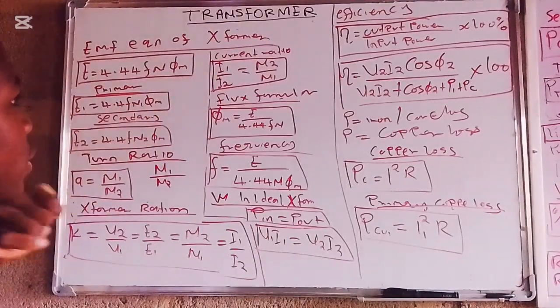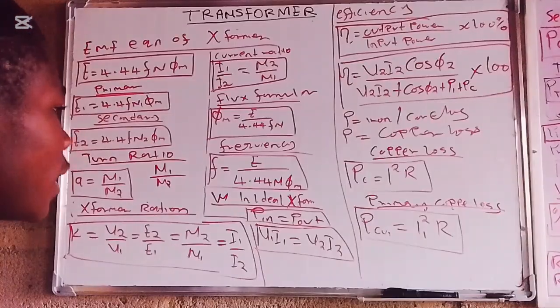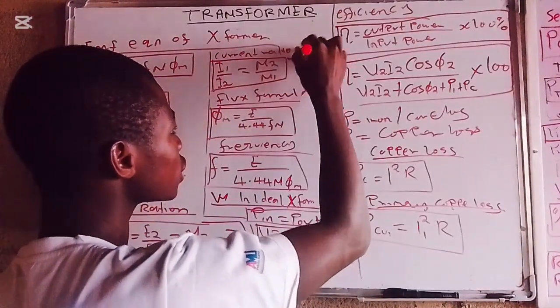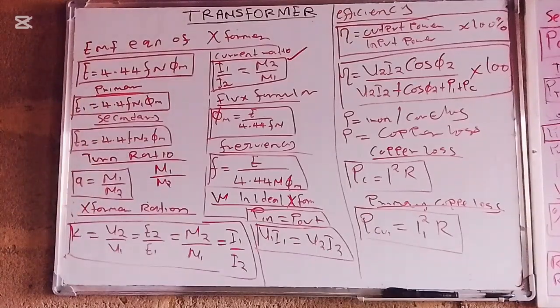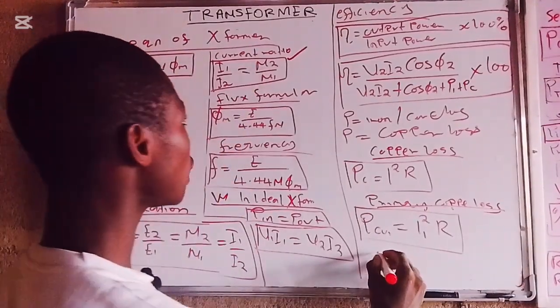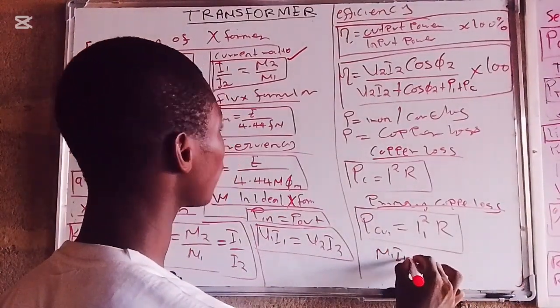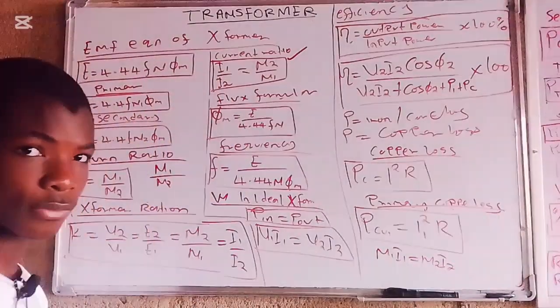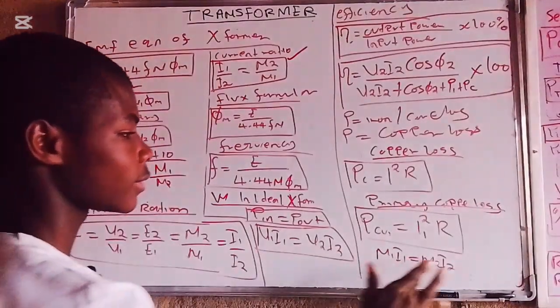So therefore we have the current ratio. If a question says you are asked to find the primary current, you can use this relation to find the primary current by cross multiplying, and you have N1 I1 equals N2 I2. So you can do that.